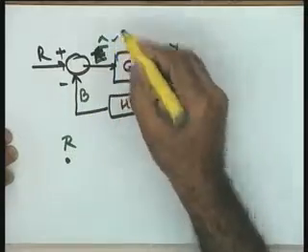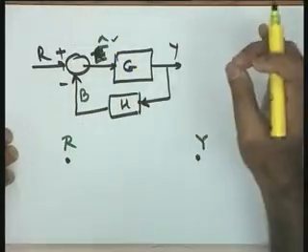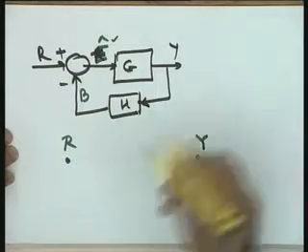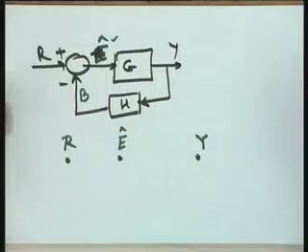You know that a variable in a signal flow graph is represented by a node. So, naturally I will take a node here and call this node an E cap node, because a variable is represented by a node in a signal flow graph.